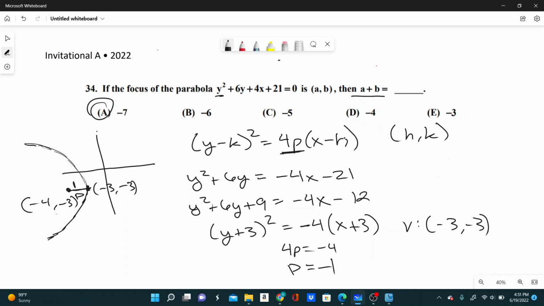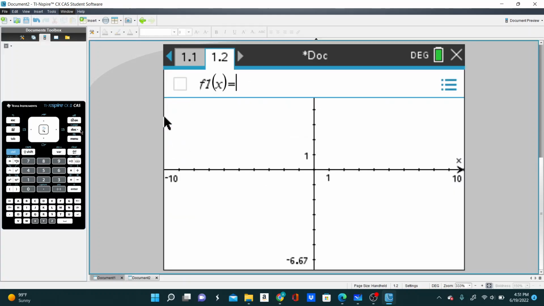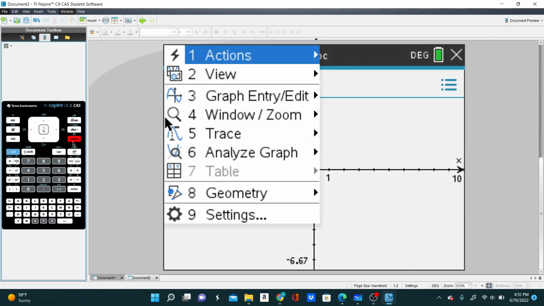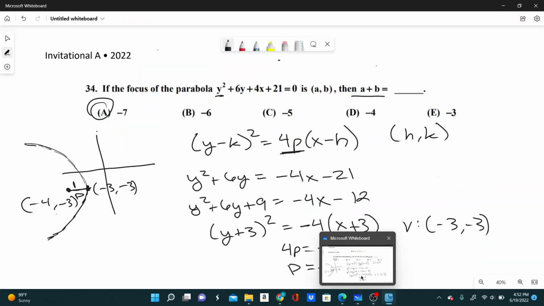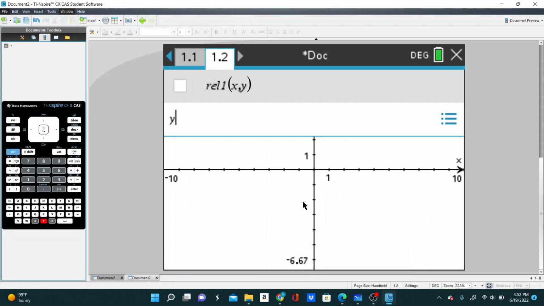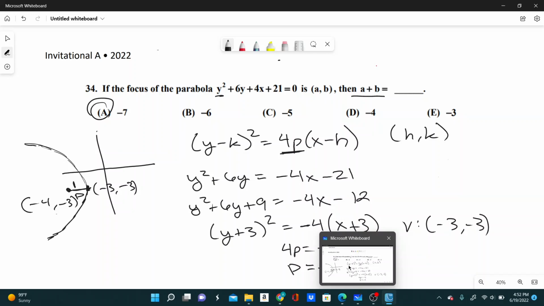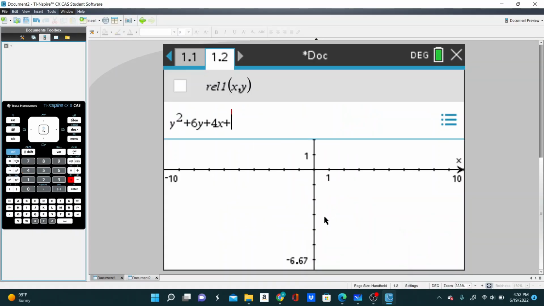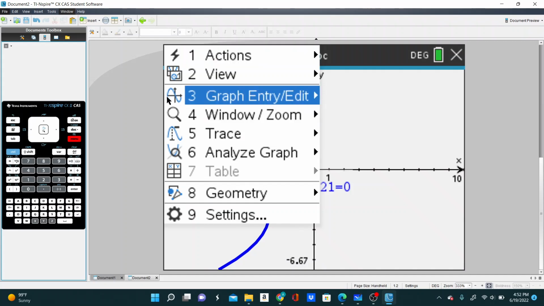There's also a way you can do this on your calculator, on your TI Inspire. If you go to your graph page, or you make a graph page, and you go to Menu, Graph Entry, Relation, you can type in this equation, so y squared plus 6y plus 4x plus 21 equals 0. So we get a parabola that looks roughly like the one I sketched, maybe not perfect, but you know.